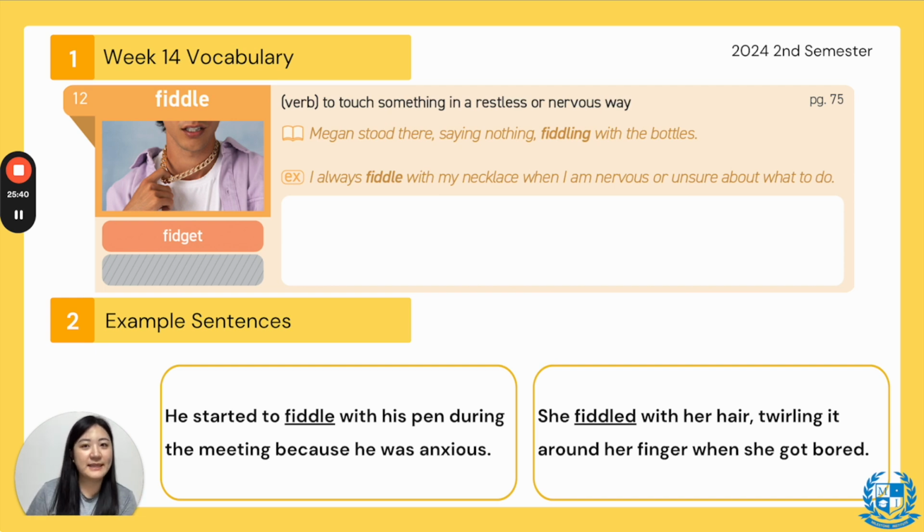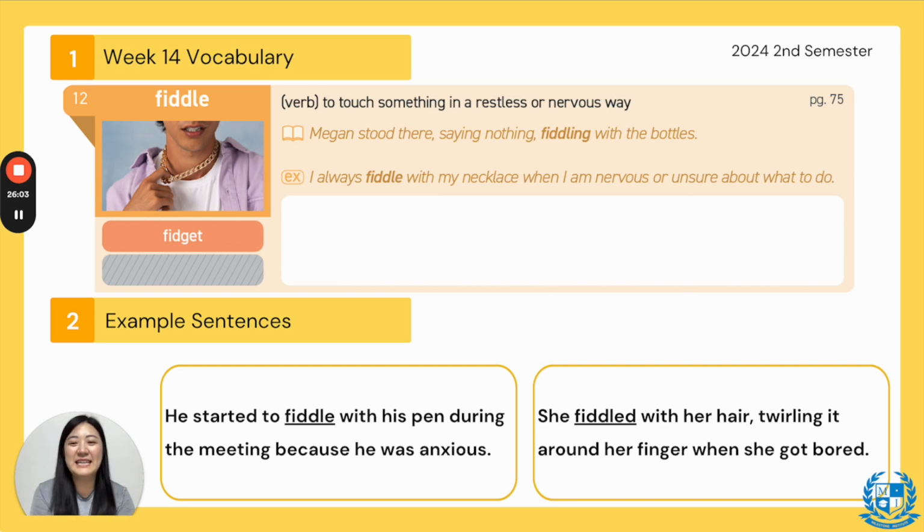Let's read the example together. 1, 2, 3. I always fiddle with my necklace when I am nervous or unsure about what to do. I sometimes do that too. I keep touching it and I'm like, I don't know what to say. I'm kind of nervous. To fiddle. Do you guys fiddle with anything? Maybe your pencil, your hair, paper?